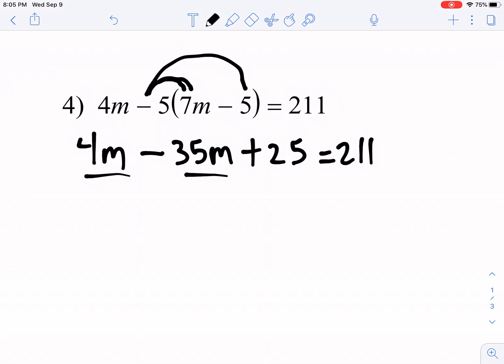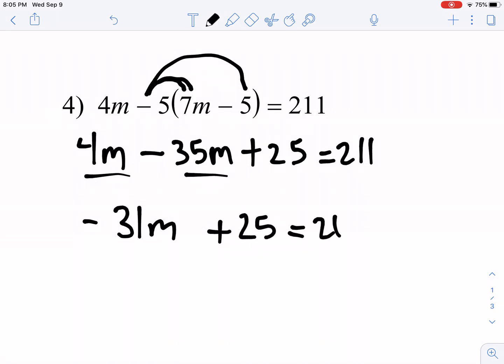Well, different sign, what do we do? Subtract, right? 35 minus 4 is 31. I keep my variable. Which one's bigger, 4 or the 35? 35, so I'm going to keep its sign, which is negative. So I get negative 31m plus 25 is equal to 211.